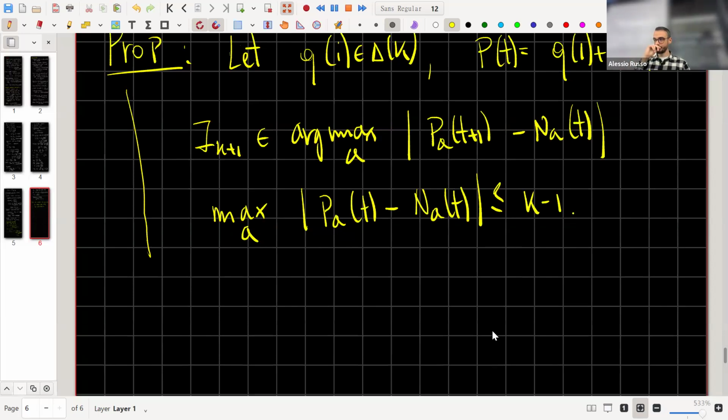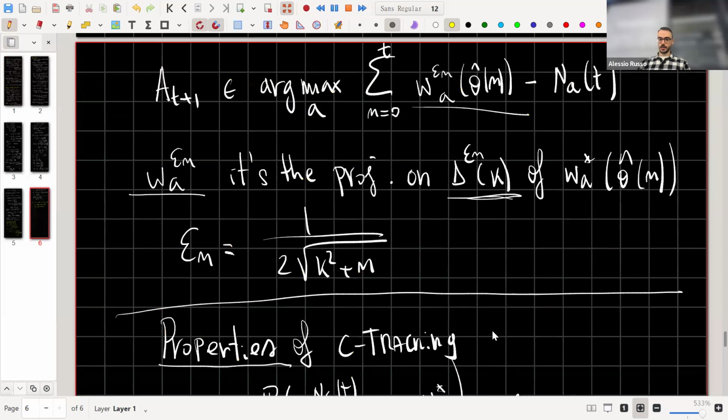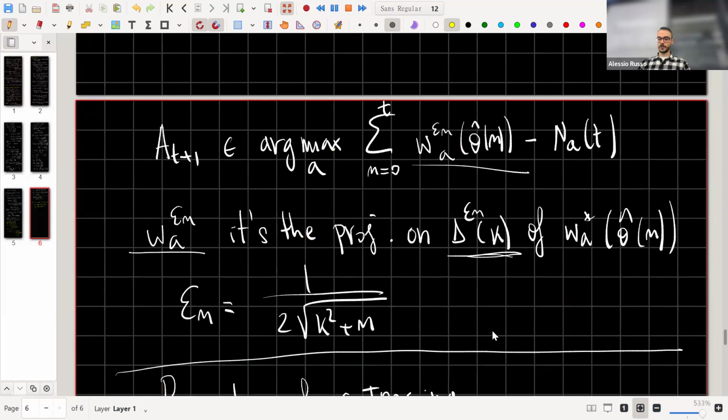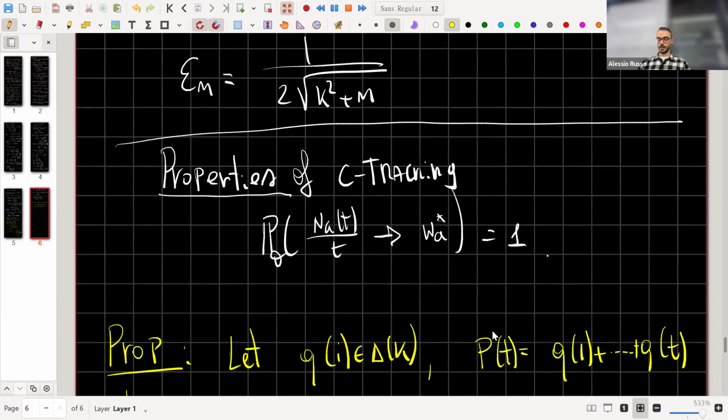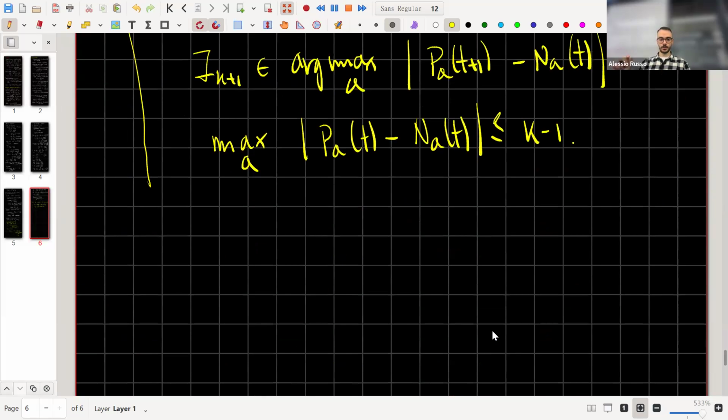Okay, very well. But what we want to control is how different the average sampling rate is from the true W star, not the W that we project. Here, P is basically this sum of the projected W. But what we really want to show is that we can control the difference with respect to the true W star.